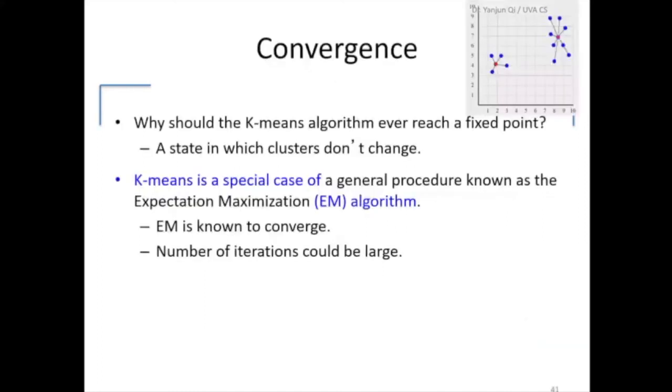All right, so K-means is a special case of the expectation maximization algorithm. EM is known to converge, and the number of iterations could be large, but in reality it depends on your data. And in most cases, it actually converges pretty fast.